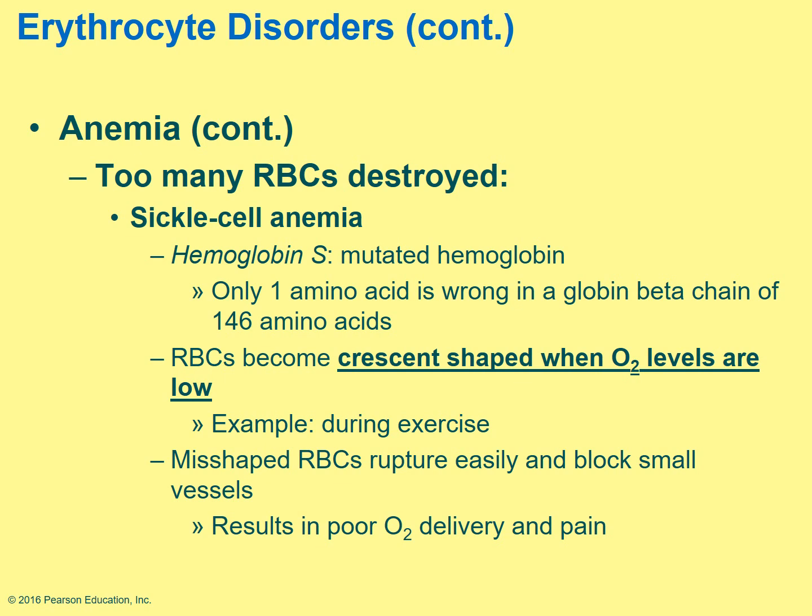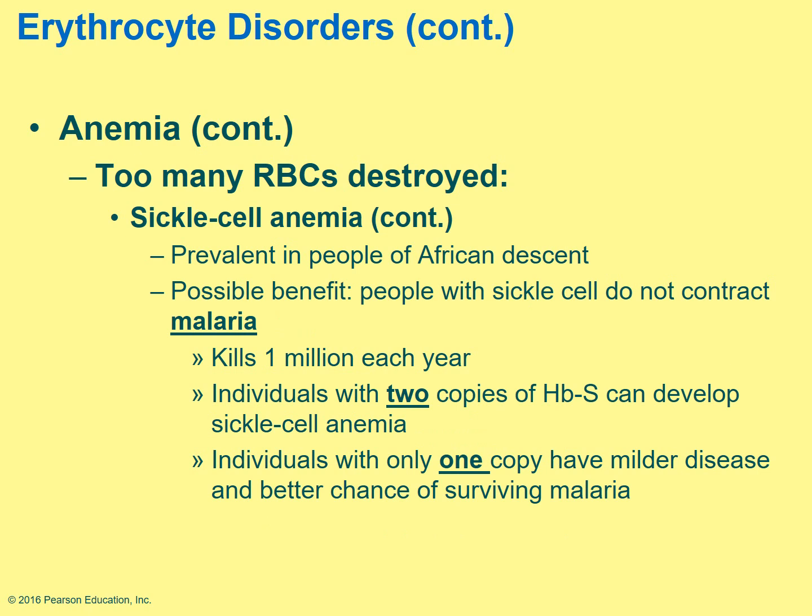So you get that crescent shape, that misshapen. It's not nice and round. It's going to have problems going through the blood vessels. Number one, they can rupture easily. They can block up the blood vessels, so now you're decreasing even more the amount of oxygen that can be delivered to the various tissues. It can also be very painful. Sickle cell anemia is prevalent in people of African descent. It is genetic. It is what we call a recessive trait.